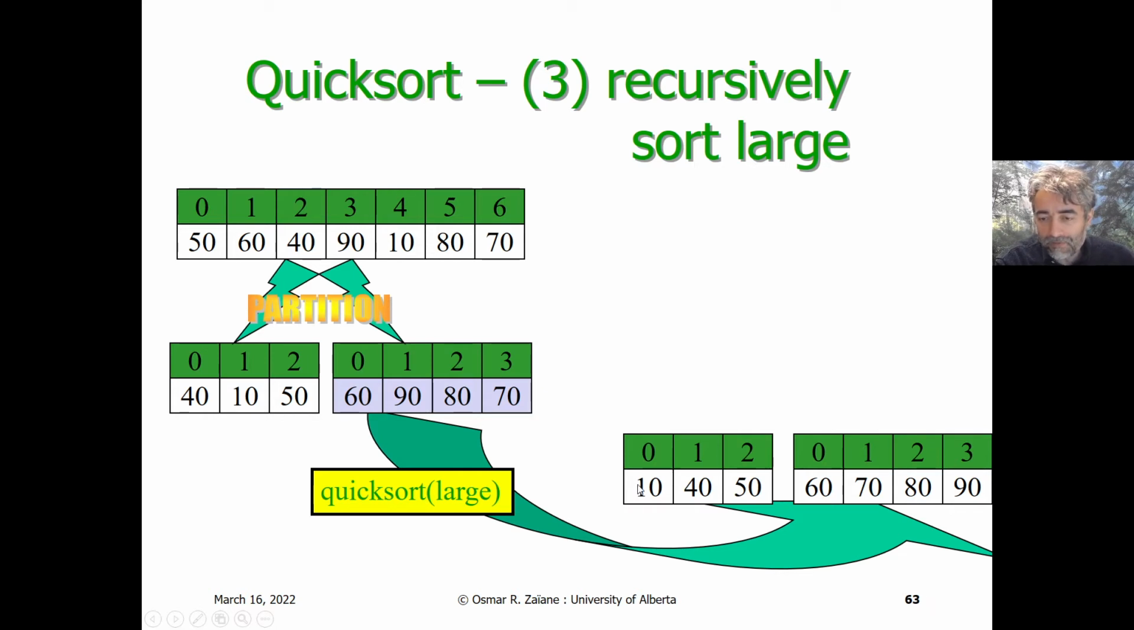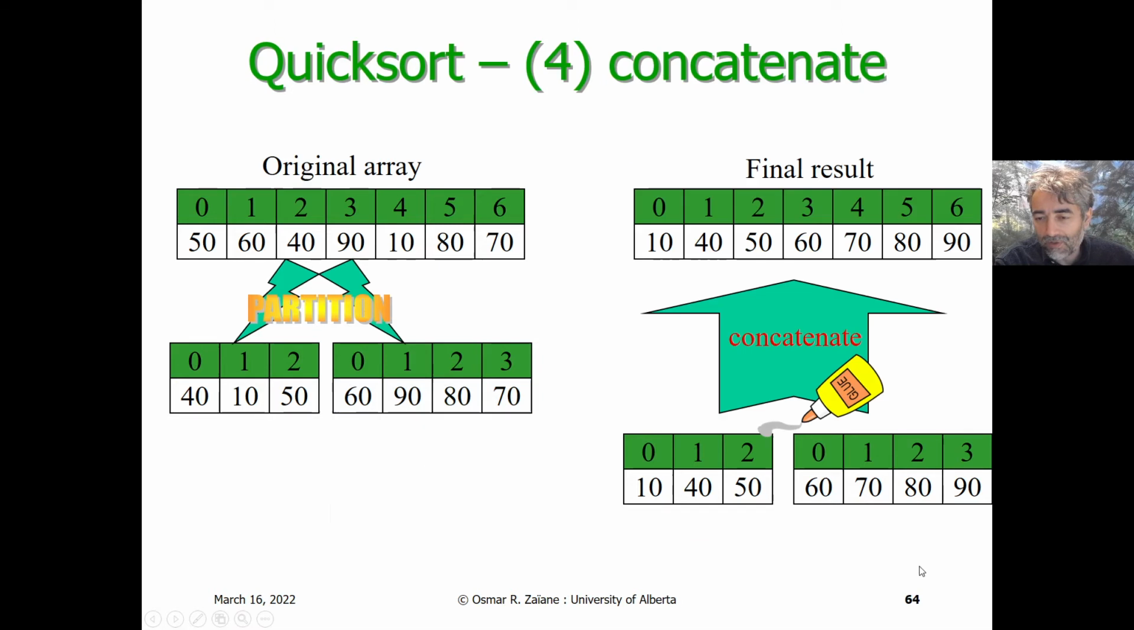You can see now I have 10, 40, 50, 60, 70, 80, 90, so they're all sorted. I don't need to merge these two to create a container that is sorted. I just concatenate them, put some glue here, and there you go, you have it. Okay, so actually it is done in place. There's no need to merge.